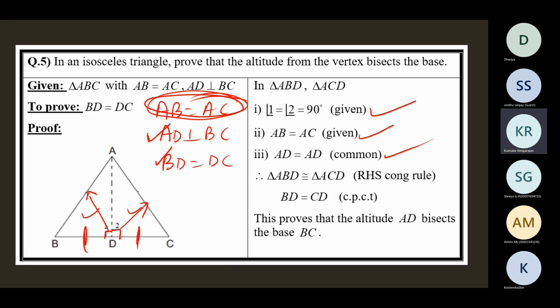It's given that the altitude bisects the base. So the altitude, meaning 90 degrees, bisects the base. So BD is equal to DC. We'll have to prove that the triangle is isosceles.